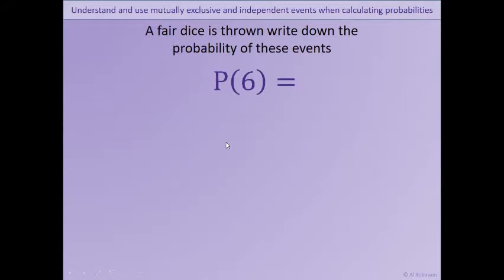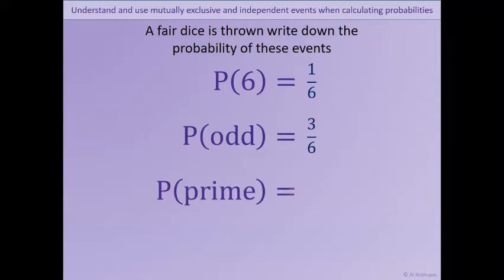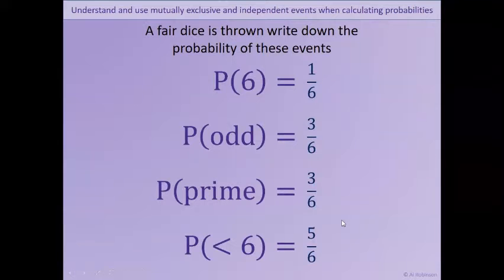So nice and easy. Probability of you getting a 6 on a dice when you throw it is 1 out of 6. The probability of you getting an odd number when you throw a dice is going to be 3 out of 6, which is half. And then the probability of you obtaining a prime number on a dice is again a half, so 3 out of 6. The probability of you obtaining a number that is less than 6, not including 6, will be 5 out of 6. So be careful with the inequality.